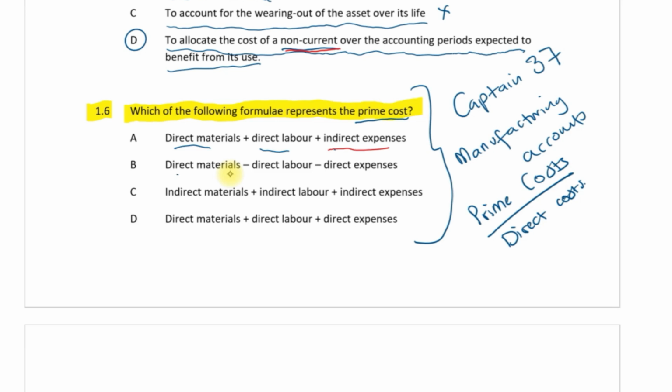B, direct material, less direct, less direct. We know that this is not correct because with prime cost, it's about adding, not subtracting. There's no subtraction whatsoever. Then C, indirect costs, already it's wrong because we know that we are dealing with direct costs. We're left with one option, which is direct material plus direct labor plus direct expenses, and this is the answer.